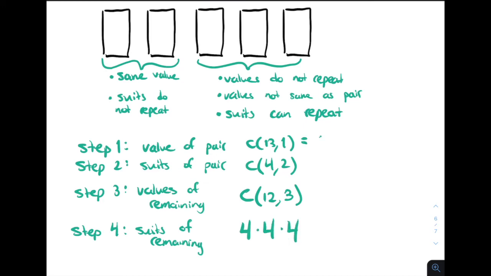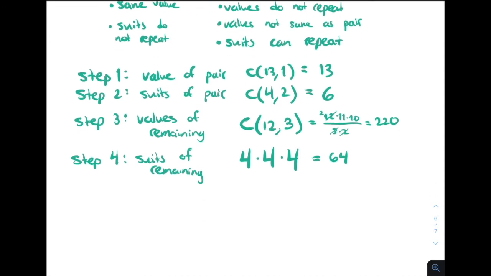So 13 choose 1 is 13, 4 choose 2 is 4 times 3 divided by 2, so 6. 12 choose 3 is 12 times 11 times 10 divided by 3 times 2. 12 divided by 6 is 2, so we have 220, and 4 times 4 times 4 is 64. So our number of hands that include one pair is 13 times 6 times 220 times 64. And this number is 1,098,240.